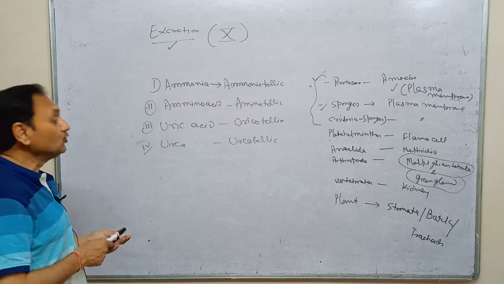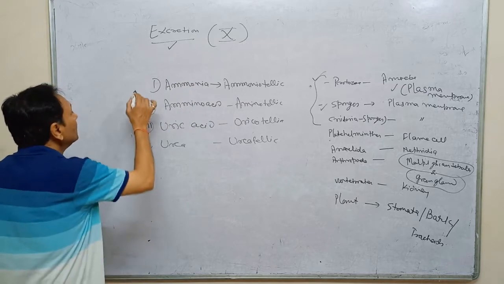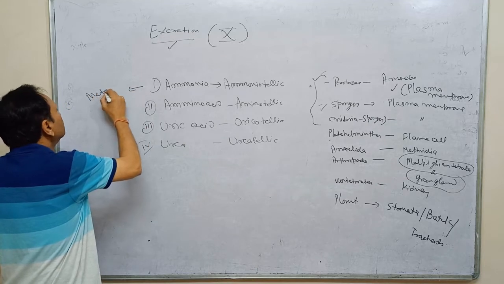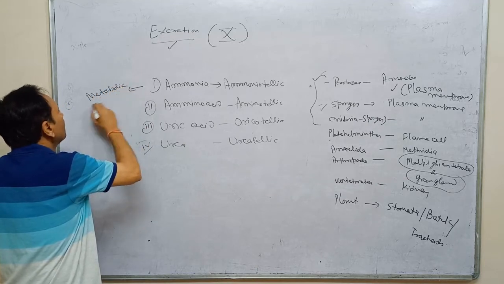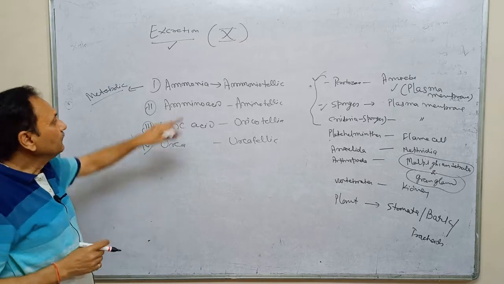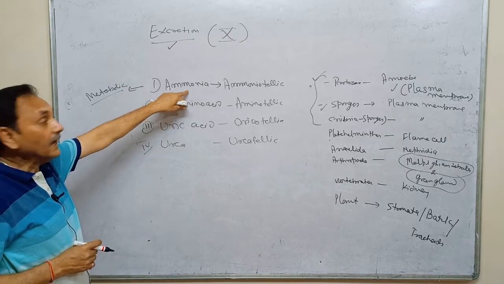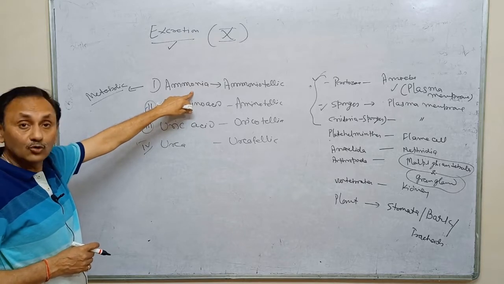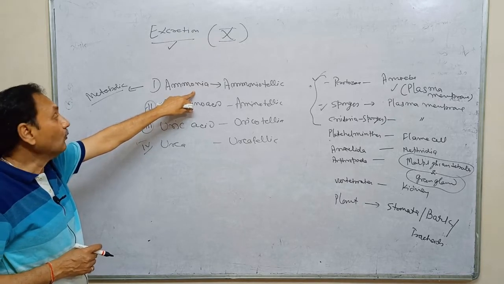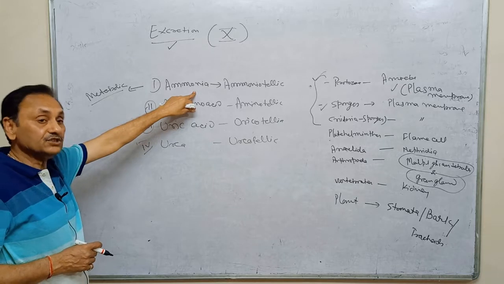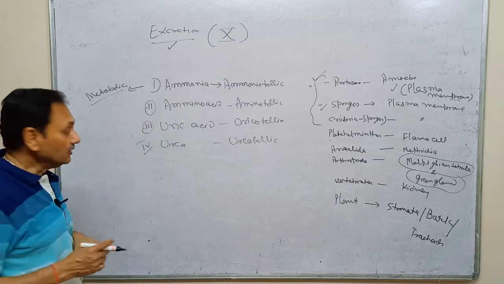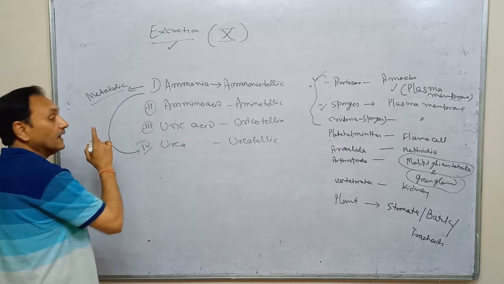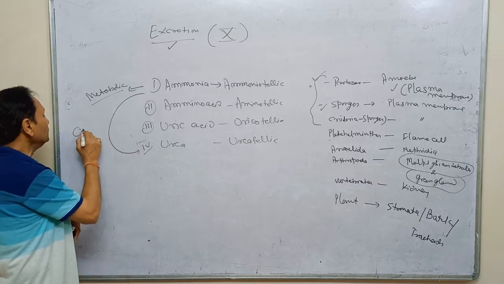But in the case of human beings, what happens? Ammonia is the metabolic product. Human beings are terrestrial, so they can't release it from the body in the form of ammonia because it needs plenty of water. Because of that, ammonia is converted into urea by a cycle called the ornithine cycle.